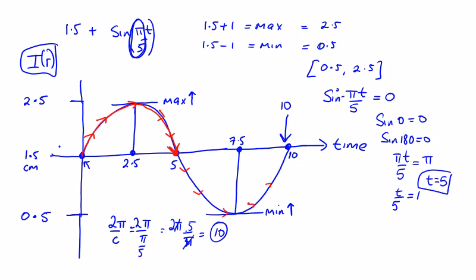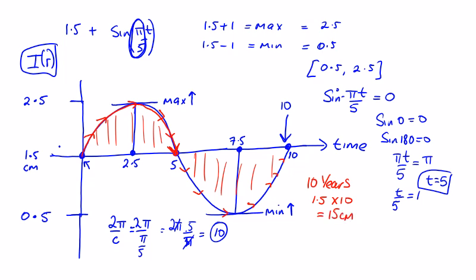So what can we say over this 10-year period? All these less than 1.5s are going to cancel out with all these more than 1.5s. They're going to be identical because of the symmetry of the graph. So over 10 years, 1.5 by 10 is 15 centimeters, is going to be the growth of the radius of this tree over a 10-year period, 15 centimeters. Let's come back to that in a minute.